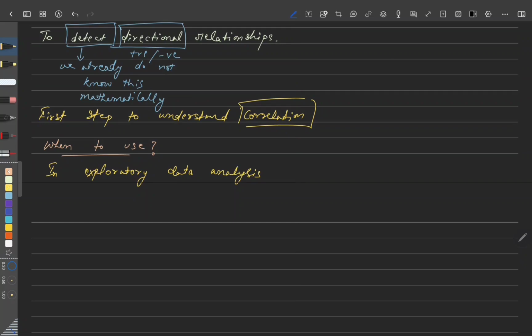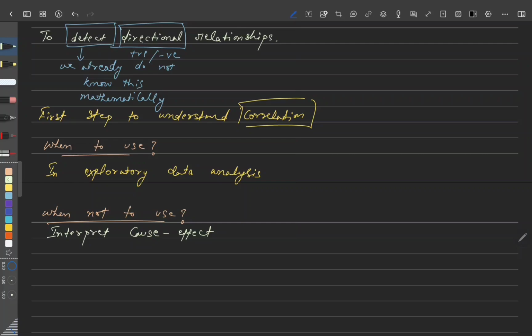When not to use, this is also important. When not to use: you should not use it when you want to interpret cause effect. Yeah. So let us understand what I mean when I say cause effect.